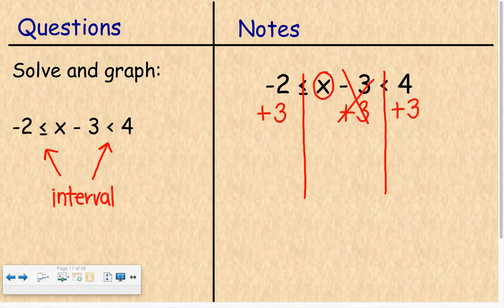3 and negative 3 make 0. Bring down my x. 4 and 3 make 7. Negative 2 and 3 make 1. Bring down my inequality signs. And there is my interval.